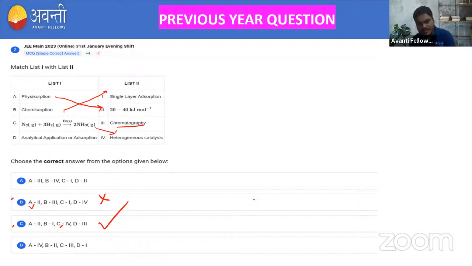This question is from the difference between the properties of physisorption and chemisorption. So it's a very simple question. ठीक है?